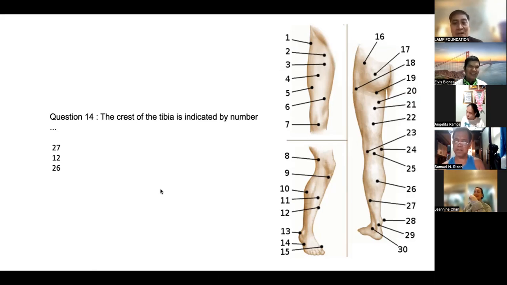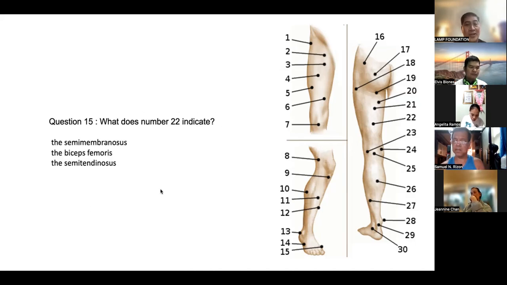The crest of the tibia is indicated by what number? 12. Very good. What does number 22 indicate? Semitendinosus. No. Ay, nagbaliktad pala. Biceps femoris. So, ang natira, semimembranosus. Okay, 2 mistakes. Sir Albert, paki-compute.